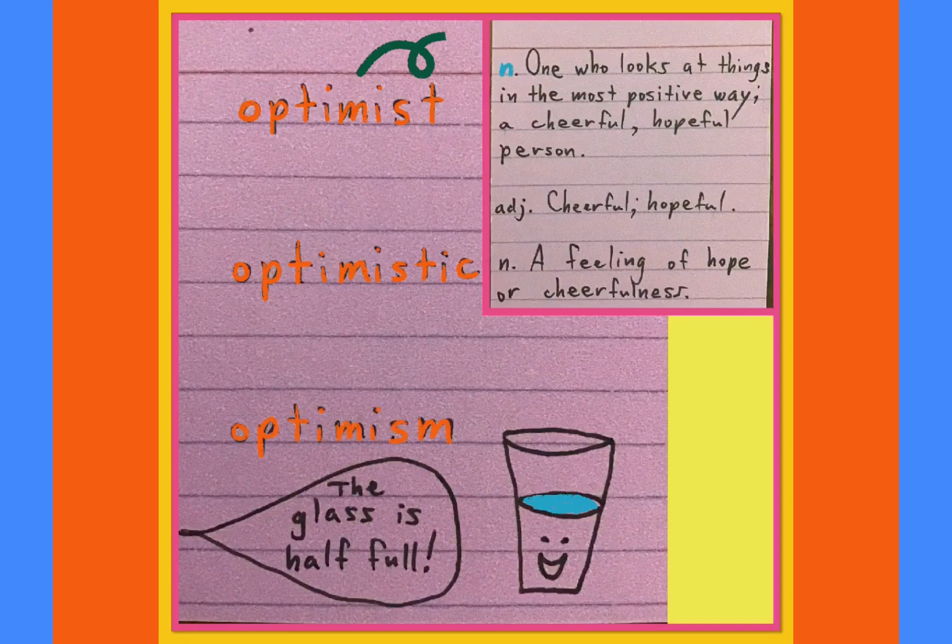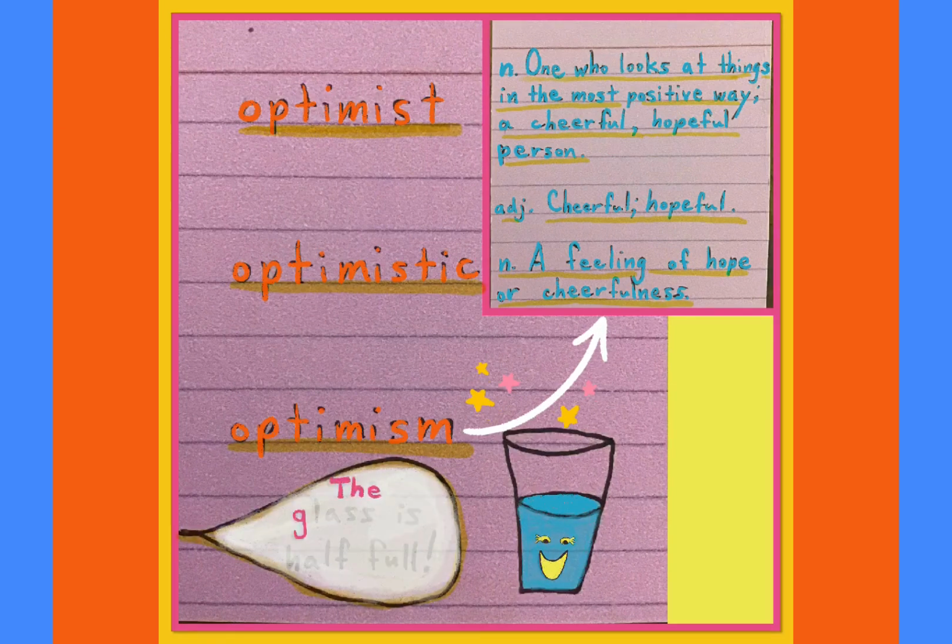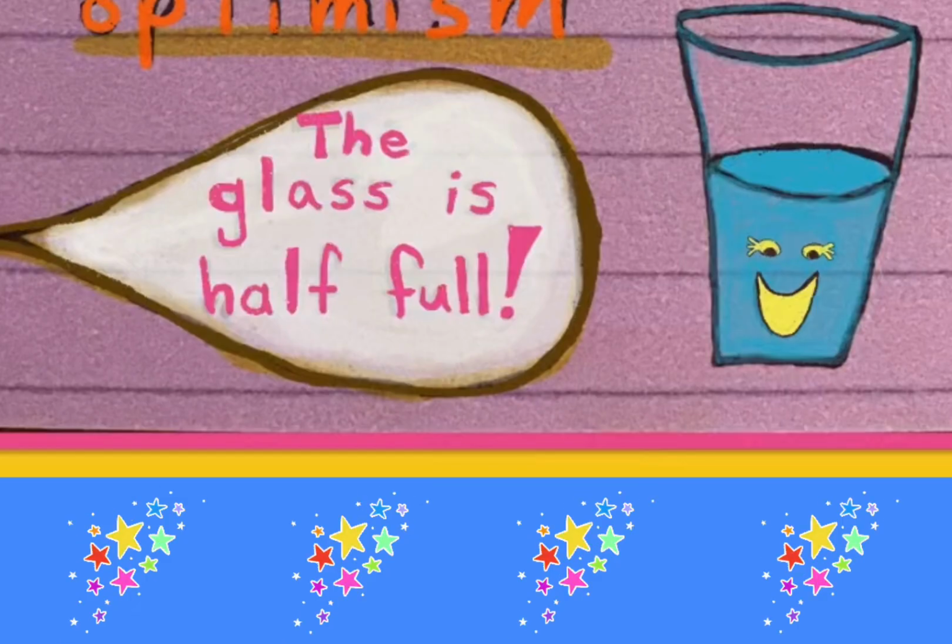An optimist is one who looks at things in the most positive way, a cheerful or hopeful person. If you are optimistic, you are cheerful or hopeful. And optimism is a feeling of hope or cheerfulness. An optimistic person would say, the glass is half full.